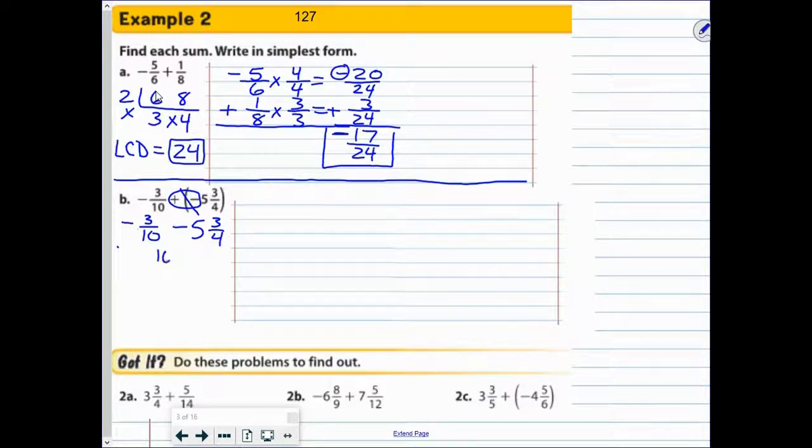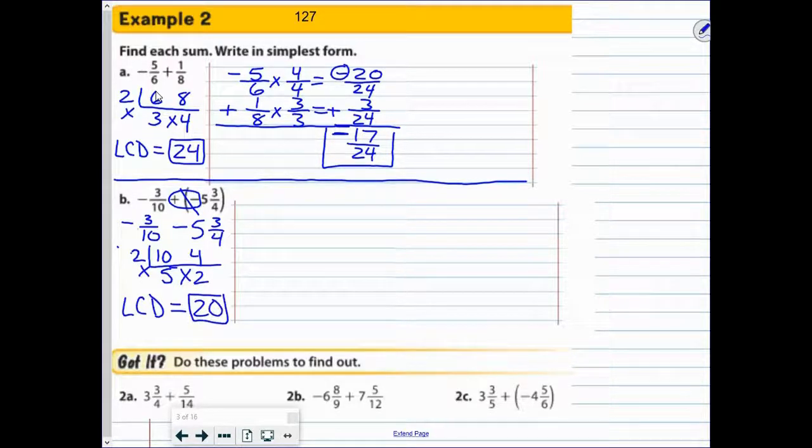So I am going to find my least common denominator by dividing 10 and 4 by the greatest common factor of 2. 2 goes into 10 5 times. 2 goes into 4 2 times. Since there isn't a common factor of 5 and 2, I can now multiply these three numbers together to get my least common denominator. 2 times 5 is 10, times 2 is 20. So the least common denominator in this problem is going to be 20.